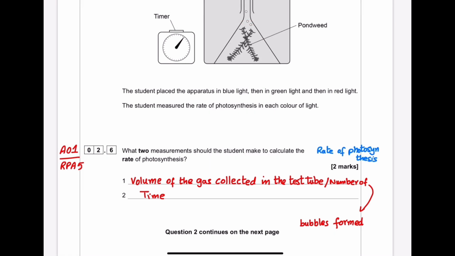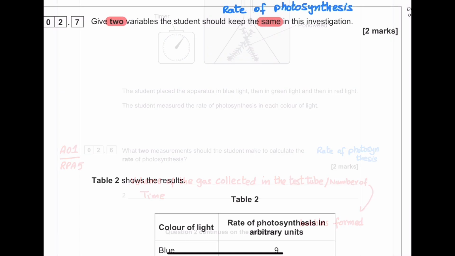The model answer is the volume of the gas collected in the test tube, or count the number of bubbles formed there. And the student need to use the time for 5 minutes, 10 minutes, or 15 minutes for each color. So these two measurements should the student make to calculate the rate of photosynthesis.